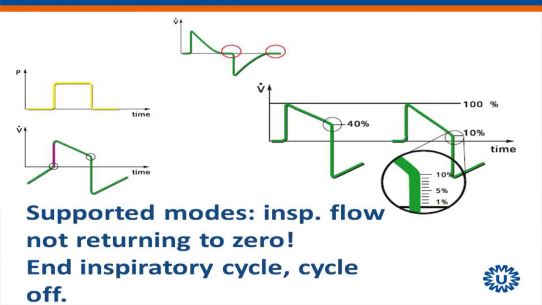In support modes, you have to choose an end expiratory cycle, or a cycle off time. A cycle off time is a percentage of the peak flow. So you can see that when you choose a cycle off time of 10%, the patient has a longer inspiration time than when you choose a cycle off of 40%. Inspiration is shorter here and longer here. Do you follow that?